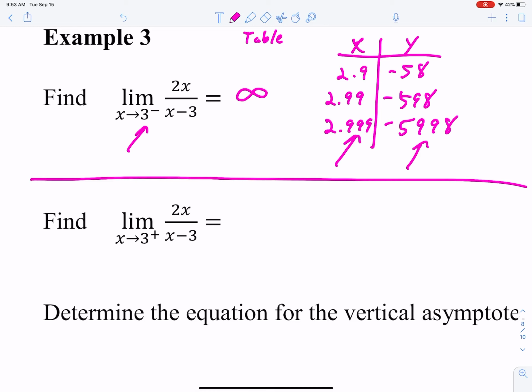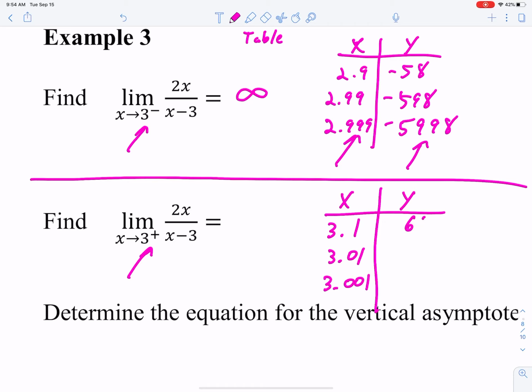Let's do this one here. Same function, but now we're approaching 3 from the right. So same thing on your calculator, set up a little table. All right, but let's plug in values from the right. So we'll do 3.1, 3.01, 3.001, and we'll see the pattern. We get a 62, 602, 6002, and of course, however many zeros you put here, that's how many zeros you're going to get in the middle here.